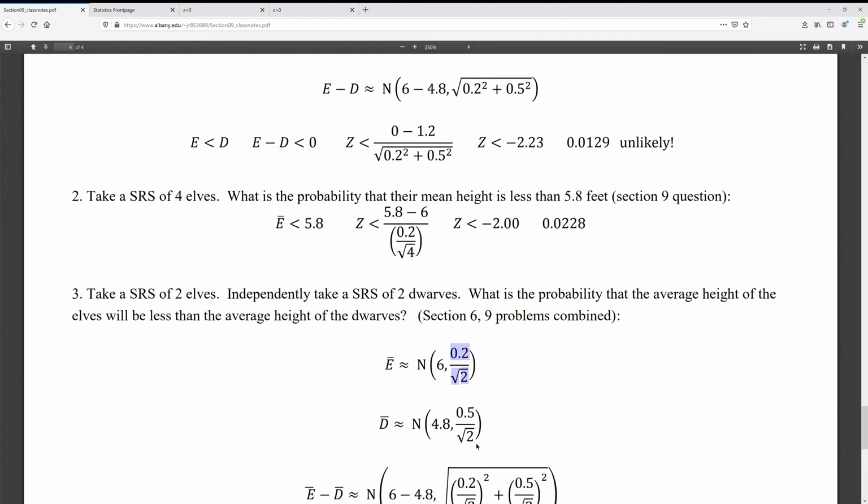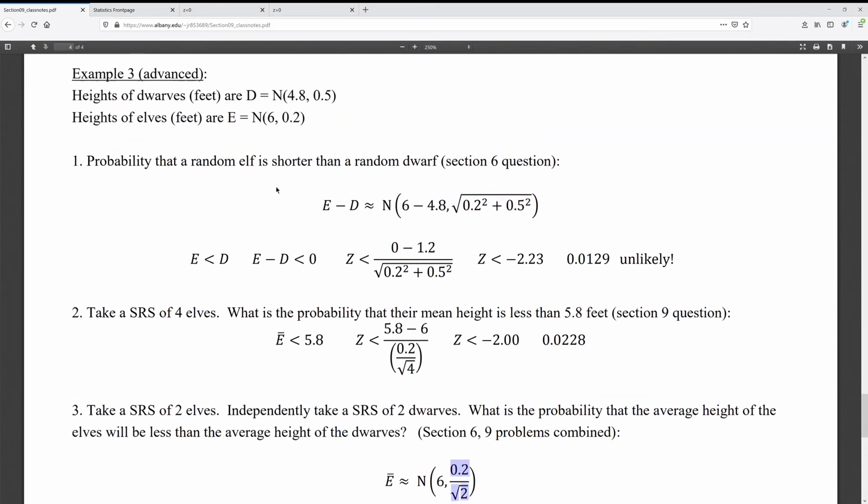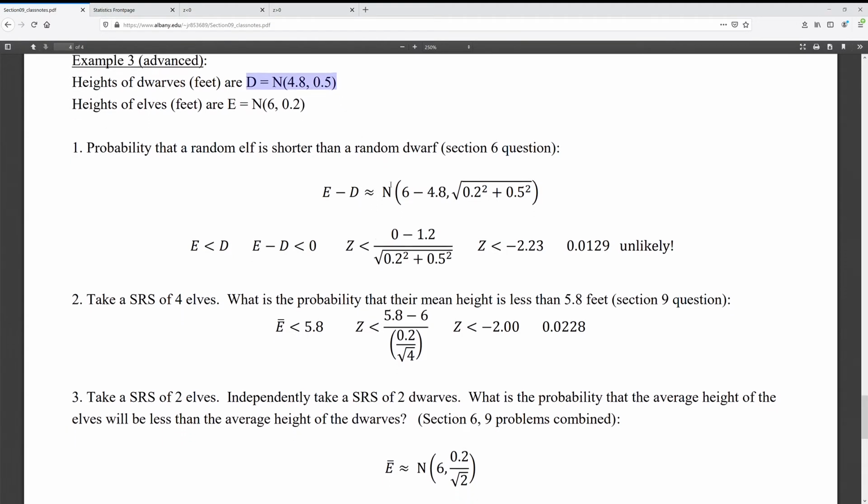For verbal purposes, I'll call it 0.1414. In the end, we only need z to 2 places. I'm guessing 0.1414 is good enough to pull that off, but it's not a nice number. And then we do the same thing for the dwarves, right? So if we know the rules for the dwarves, they're normal, mean 4.8, standard deviation 0.5.